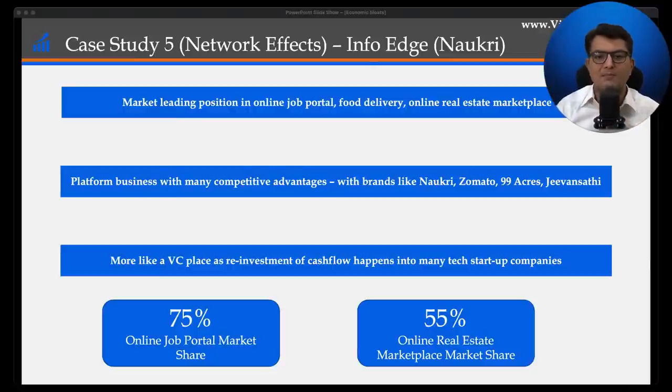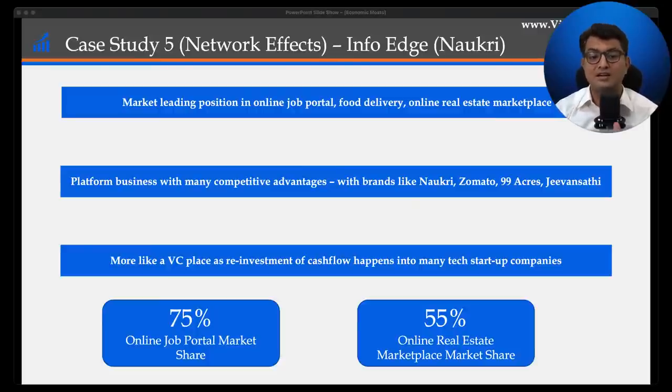So this is like a market leading position again in job portal, food delivery, online real estate, marketplace, and a lot of other things. And they are acting like a VC. So what they do is, as soon as they get money, they start redeploying and put money into some of the emerging businesses where it can grow and they can ultimately sell it out.